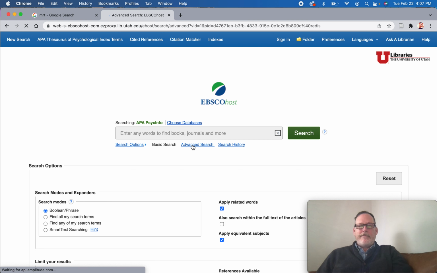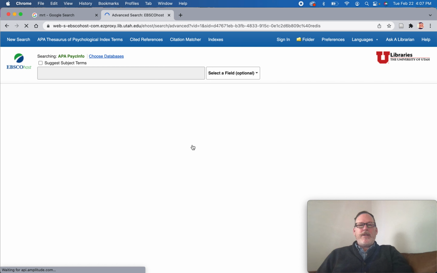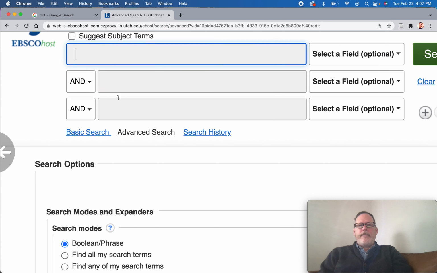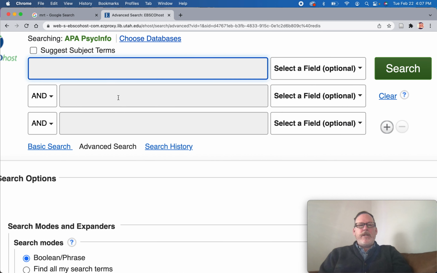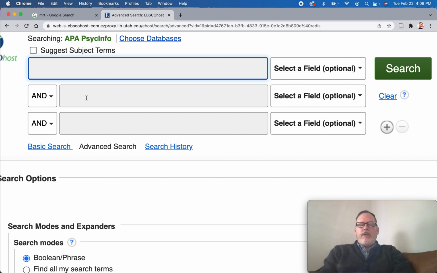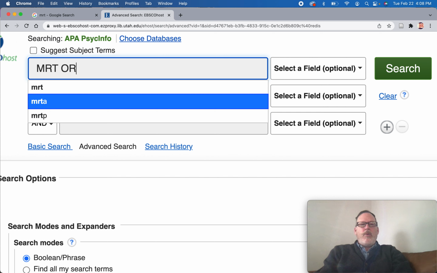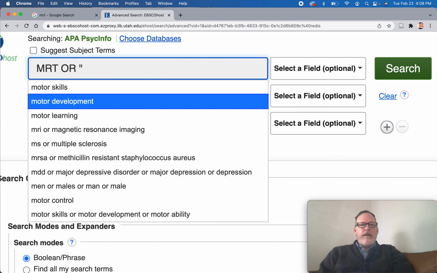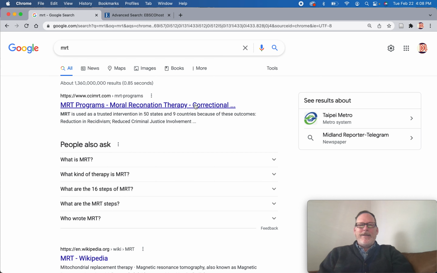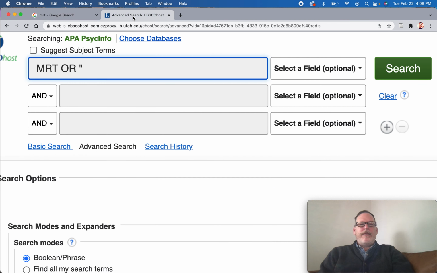So first chunk. Might be our population, might be the intervention. I'm not sure that it matters. I don't think it prioritizes it if you have one line or another, but I'm going to zoom in here a little bit. Okay, so these are the keywords that we can use. So let's go back. MRT or CBT. So let's do MRT or magnetic resonance. Oh, that's MRI. What? Moral reconation therapy.